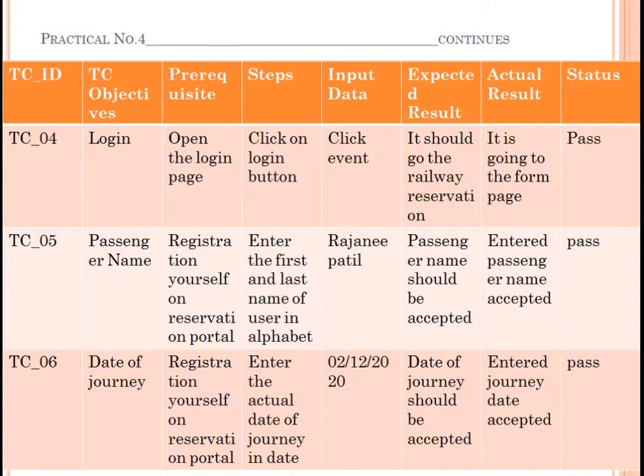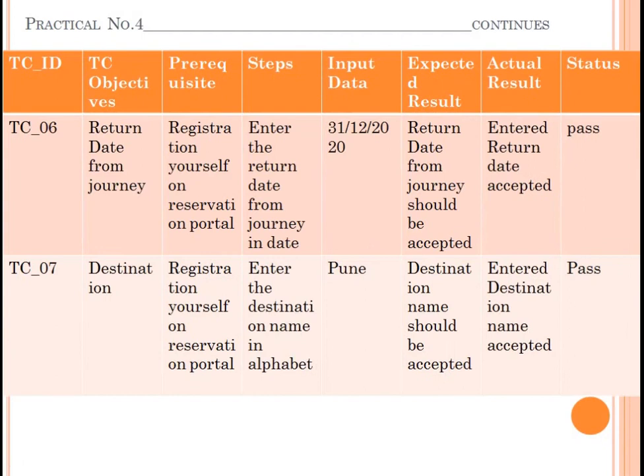If the current date is 2/11, then the next day is, suppose, 11/12 or 2012. Here the actual journey date is put. The expected result is that the date of the journey should be accepted. The actual result is that the entered journey date is accepted and the status is pass. Here we put not the current date or a previous date, only a date after the current date.